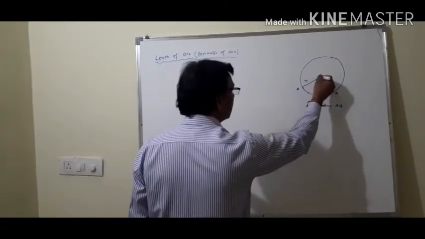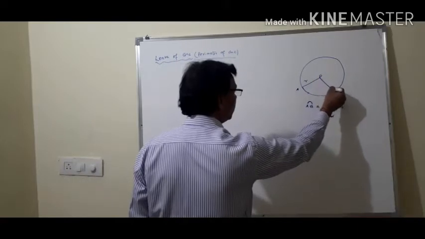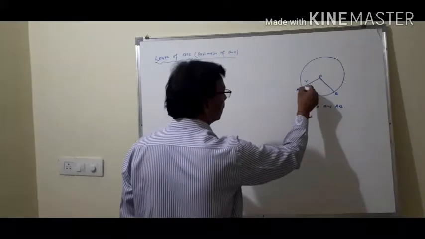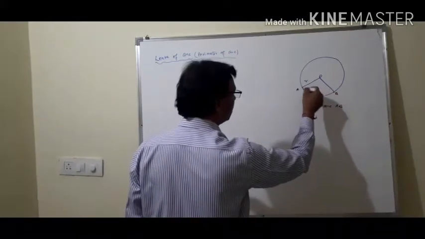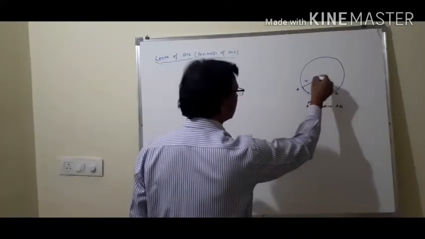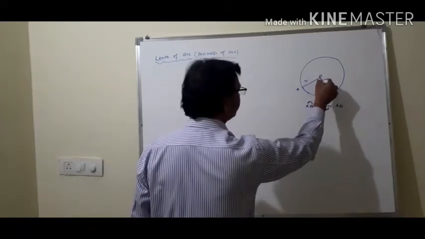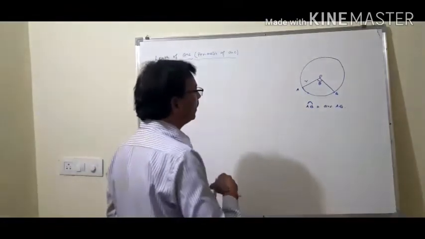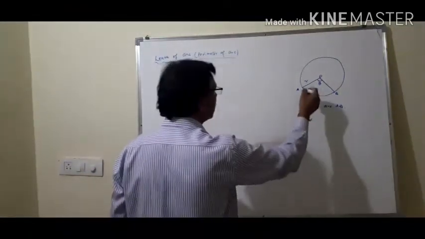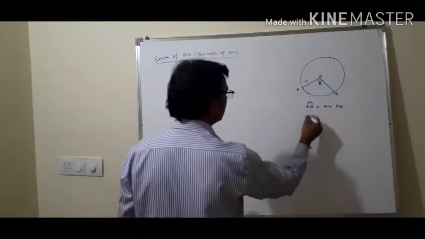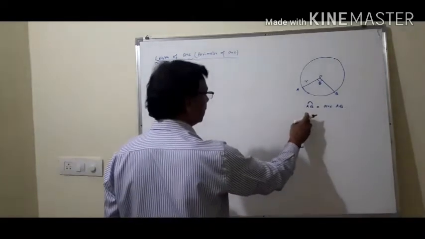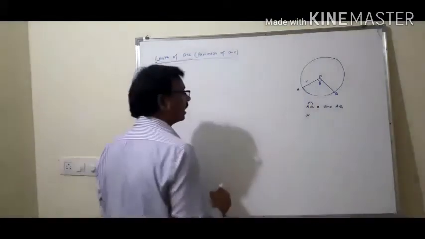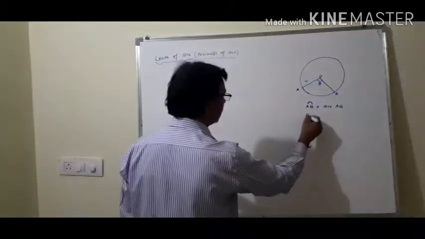And if we join O to B, then the angle subtended by this arc on the center of the circle is theta. Now we will understand what is the perimeter of this circle. This is a very simple formula, the perimeter of circle or circumference of circle.